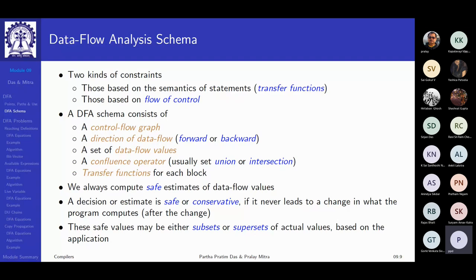Now, a data flow schema overall will comprise the following 5 entities. The first is a control flow graph, which is obvious, the basic blocks and the overall control flow graph. The second is, what is our direction of data flow? Are we doing it forward or we are doing it backward? Third is the data flow values that we are trying to estimate. Fourth is the confluence operator.